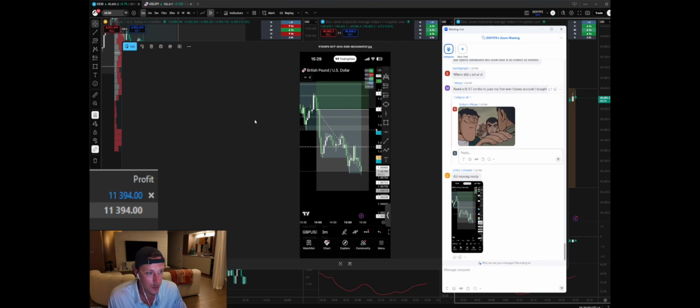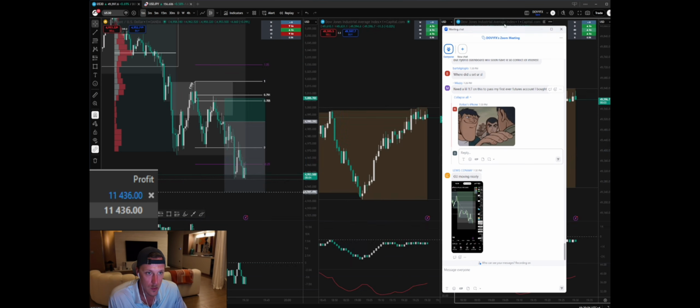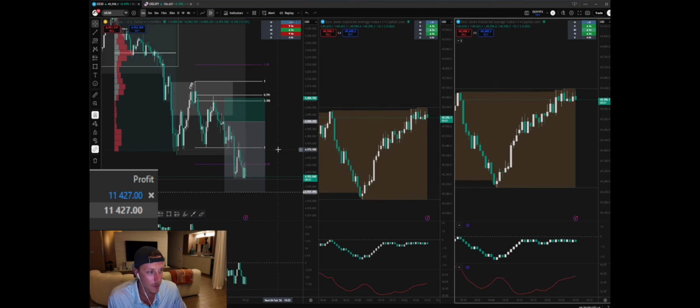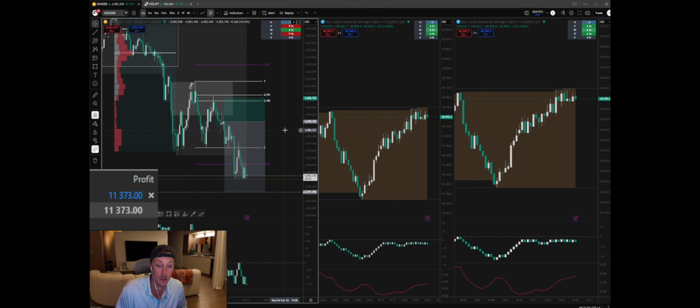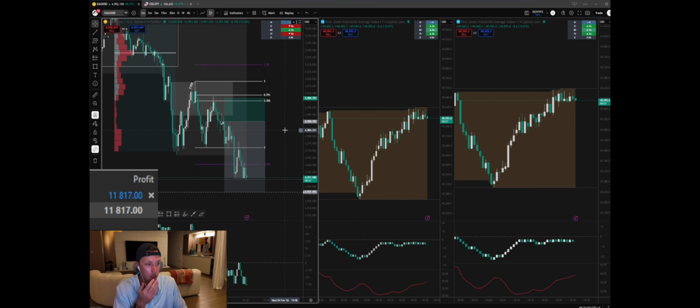Lewis is in this trade. Damn. Told you GU is a good pair. Good forex pair. If I had to choose one forex pair to trade for the rest of my life, it would be GU.